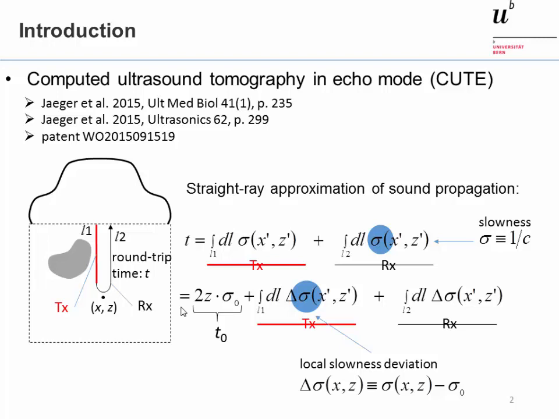So the acoustic round trip time T of an echo that is generated at the position x,z in the tissue is given by a path integral of the local slowness inside the tissue along the transmit and the receive propagation path. And this can be written as a sum of a time t0, which is given by an a priori guess of sigma 0, plus the path integrals along the deviation of sigma from this a priori guess.